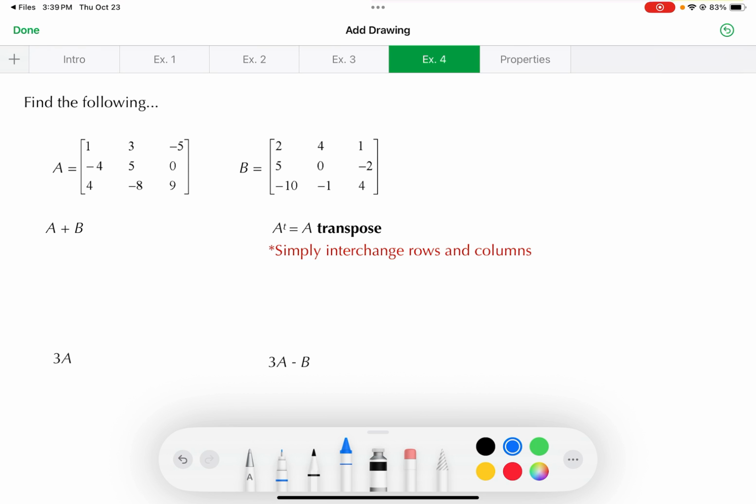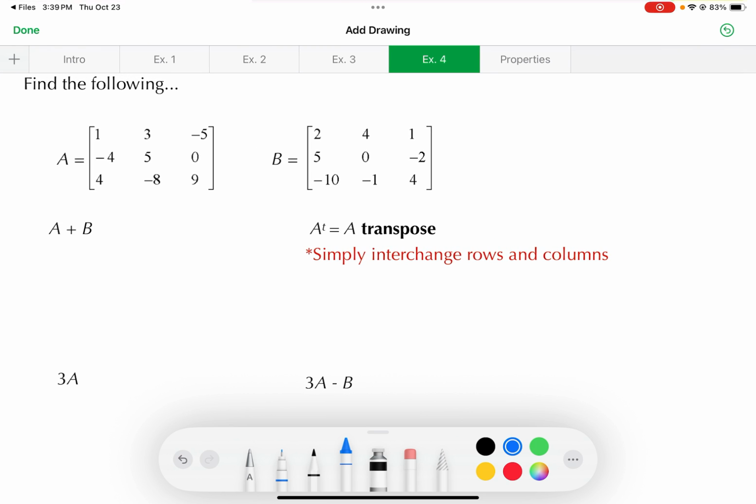All right, now let's start performing some different operations. Here I have matrix A and matrix B. They're both 3 by 3 matrices. And I would like to add them together first. They have to have the same dimensions in order to be able to add, which they do. And the resulting matrix will be a 3 by 3 as well.